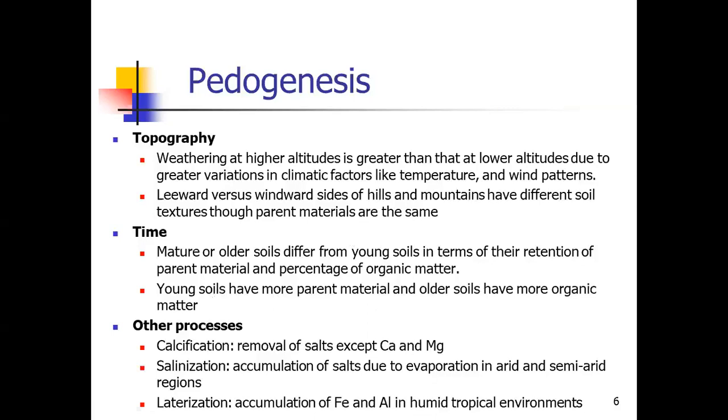Its ability to hold water and nutrients is poorer compared to older soil. Okay? So older soil is generally richer and more fertile. Then we come to some other processes that affect soil formation. You have calcification. Calcification is removal of salts other than calcium and magnesium. So calcification means an increase in the amount of calcium and magnesium in the soil.